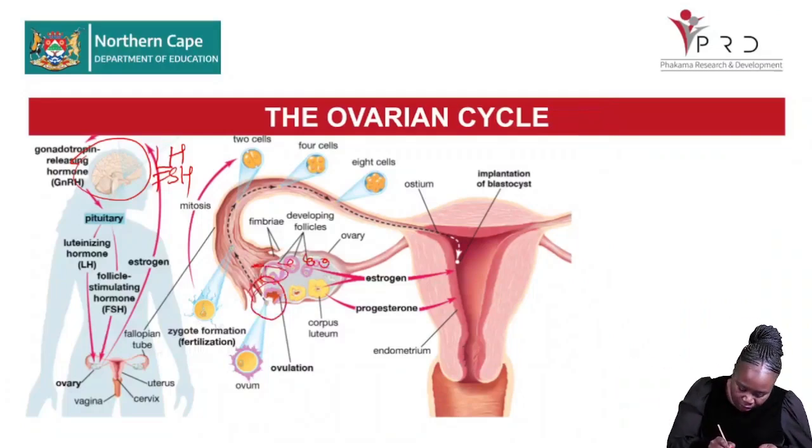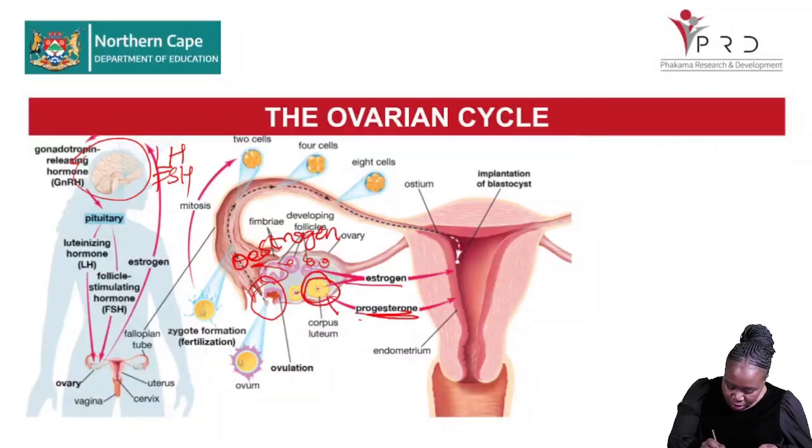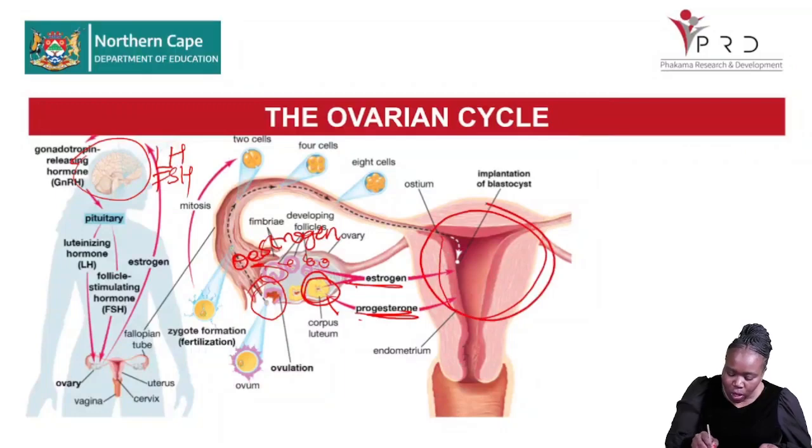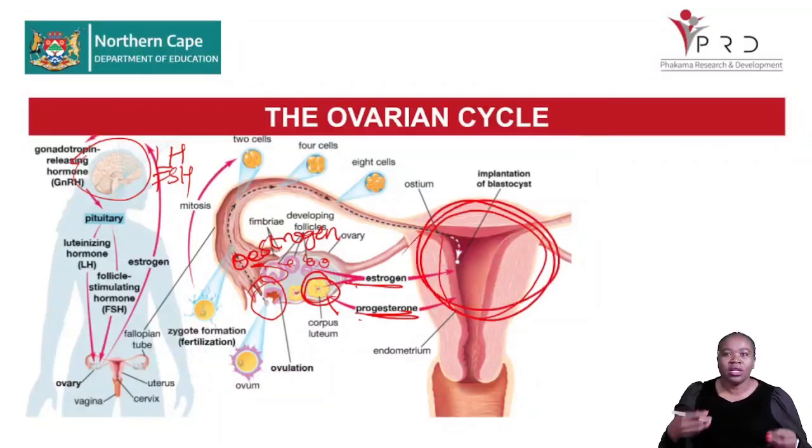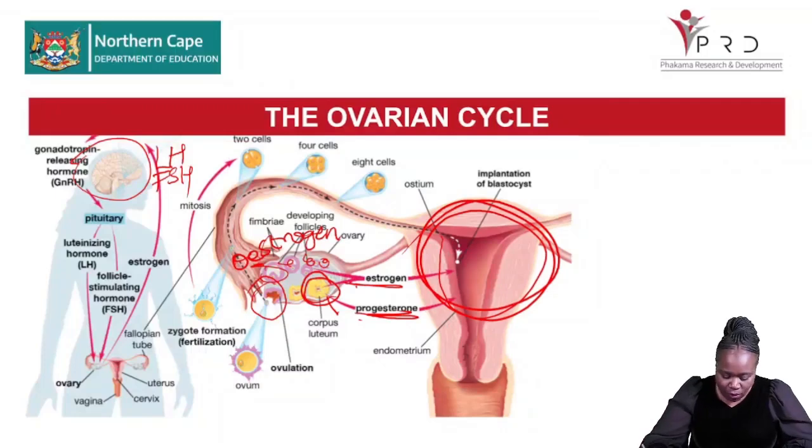So the Graafian follicle here releases estrogen. The corpus luteum here releases progesterone. It also releases some estrogen. This estrogen and this progesterone are going to work on the uterus, the lining of the uterus, to make sure that the uterus is prepared for pregnancy, and is prepared to maintain the pregnancy throughout that 9 months of pregnancy.